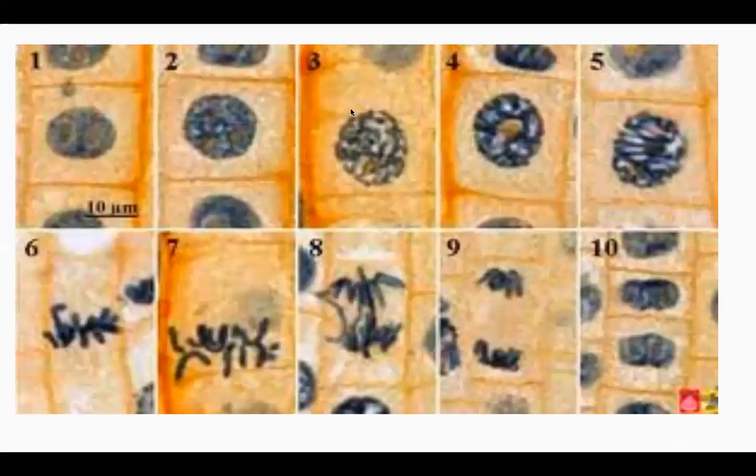So here are all those stages again that you can see, but you notice this cell is square, so this is likely a plant cell, okay? So you can work through each of those steps and see that eventually they become two different cells.